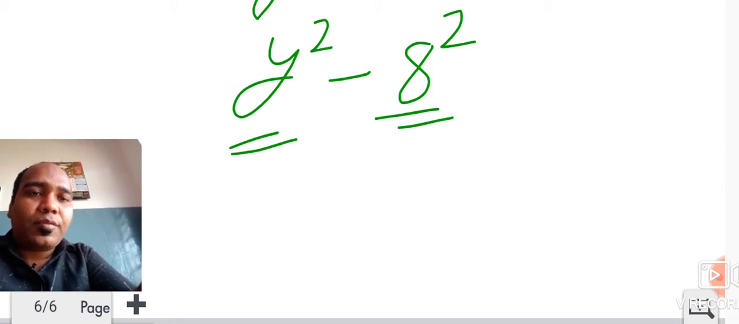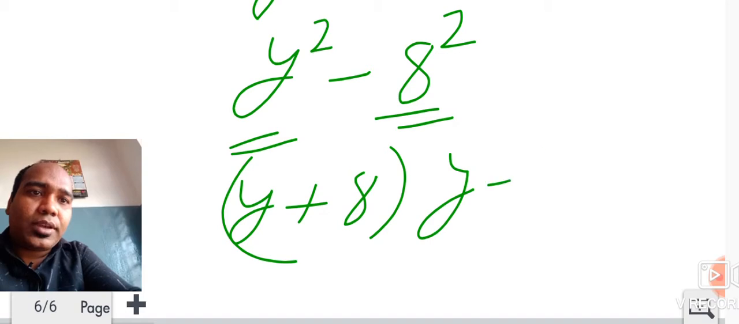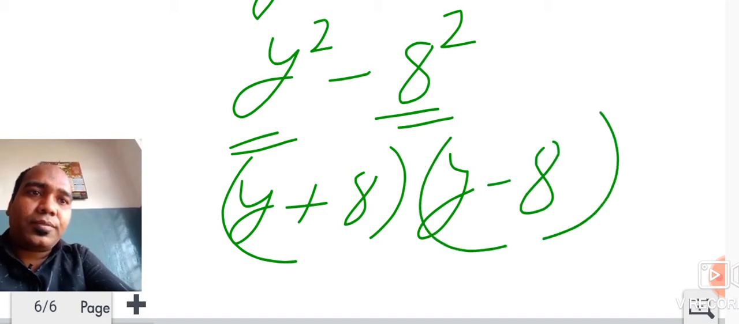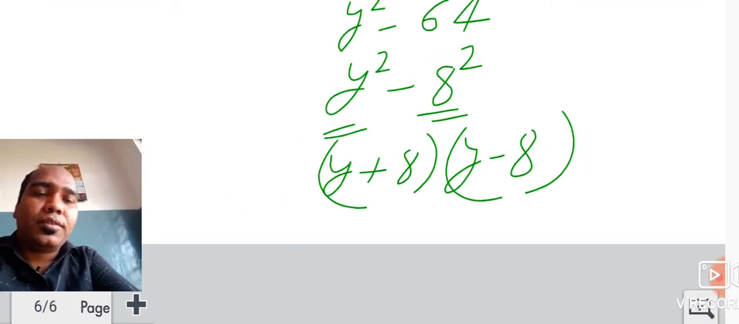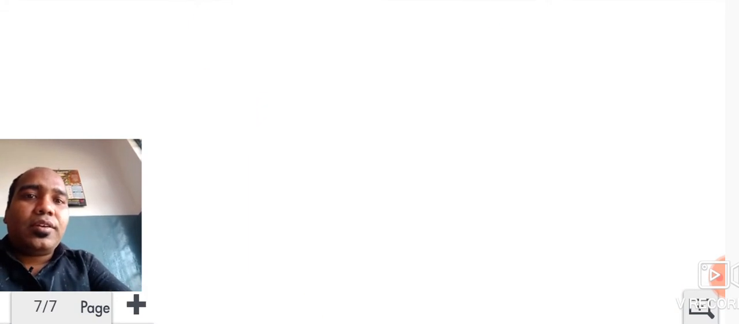So it is in the form of a square minus b square. So we can write it as y plus 8 into y minus 8. Got it? So this is the factorization of this part.